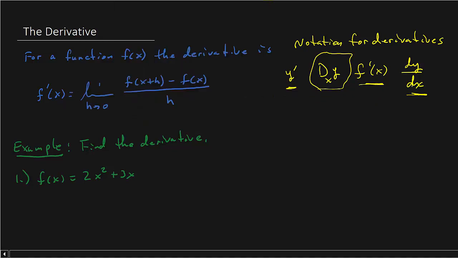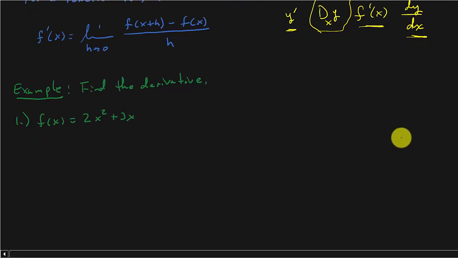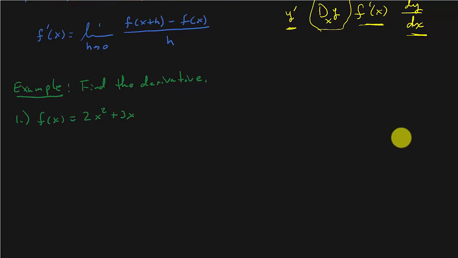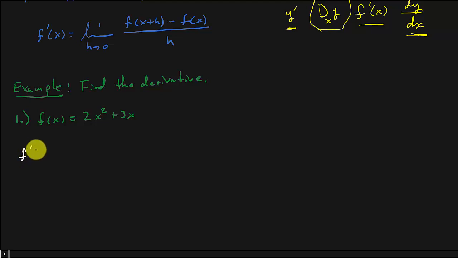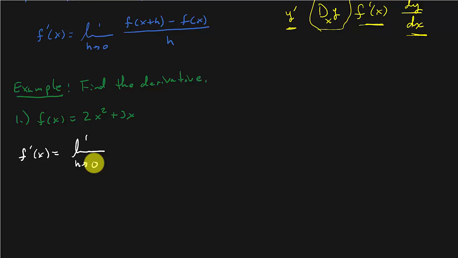All right, so let's get started and look at some examples. So here they want us to find the derivative. We have f of x is equal to 2x squared plus 3x. And so the derivative f prime of x is equal to the limit as h goes to 0. Now, let's go through this problem slowly on how we're plugging things in, and we'll move a little faster on the other ones.